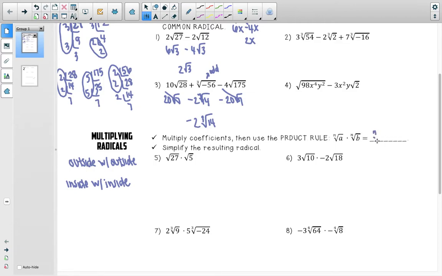Let me write that over here. No matter what type of radical. But you're also allowed to go backwards. So you can separate or you can put them together. It doesn't matter which way you go. But when you're multiplying, the insides go together and the outsides go together.